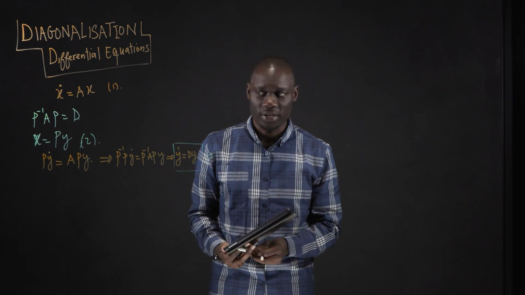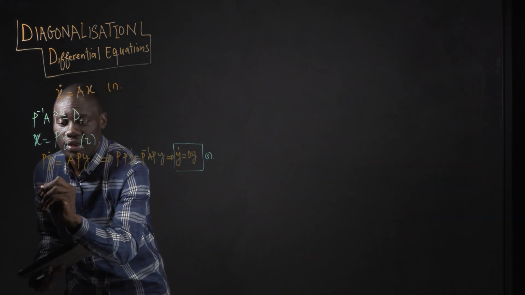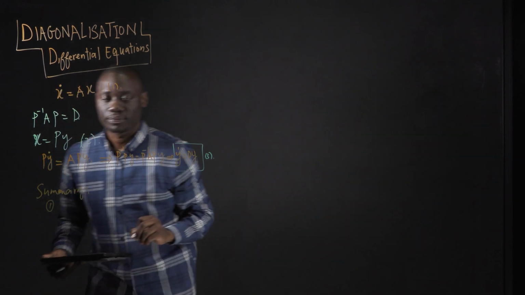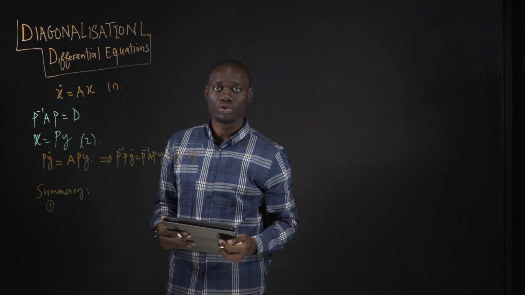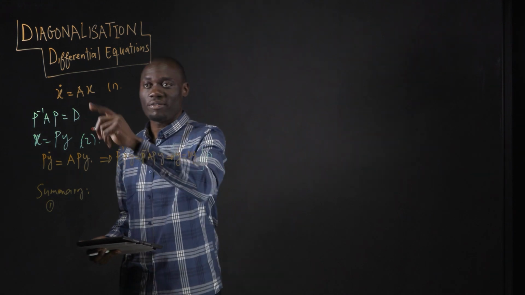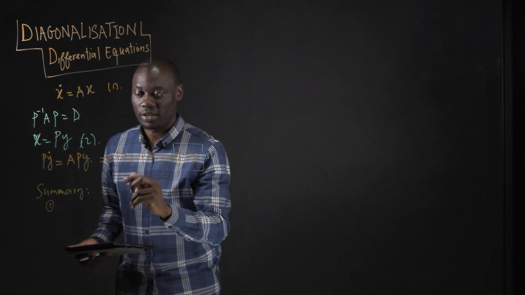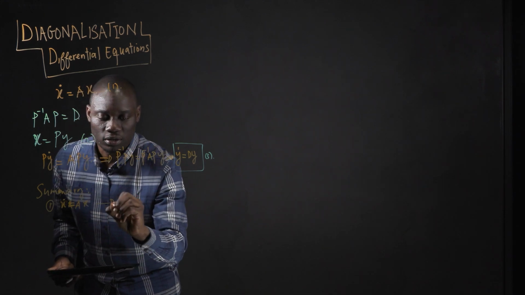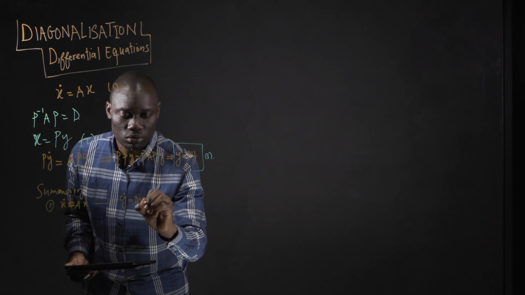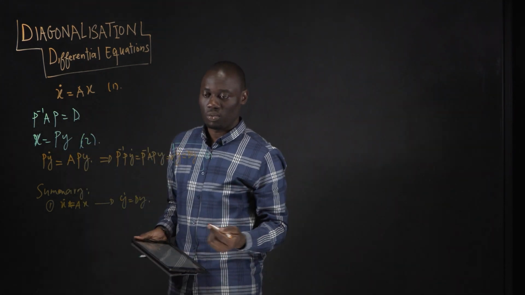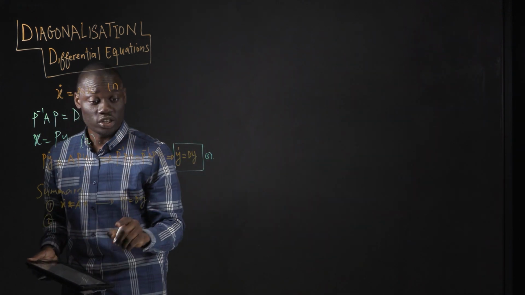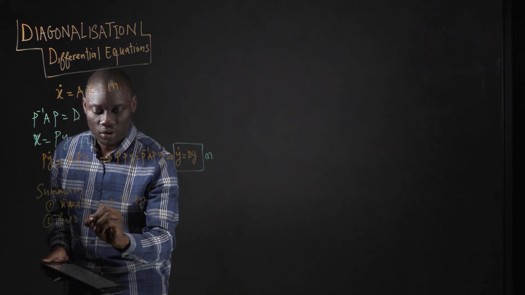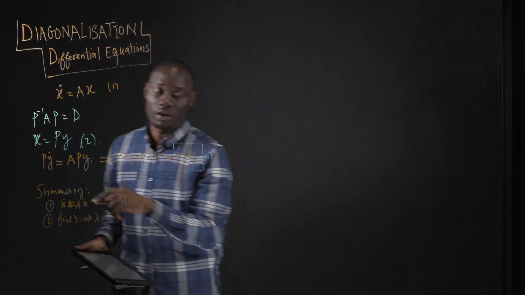Now, in summary, how will we be able to solve such an ODE? The first thing that you have to do is change the variable, changing the equation from x dot equals A x to y dot equals D y. Then, secondly, the second thing to do is to find the D matrix, which is equal to finding the eigenvalues of A.